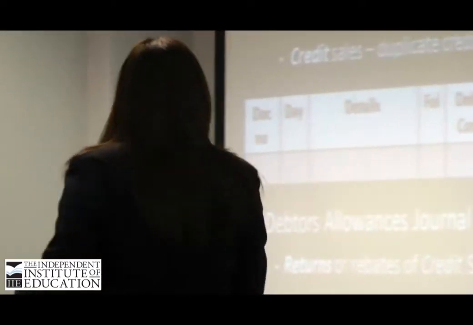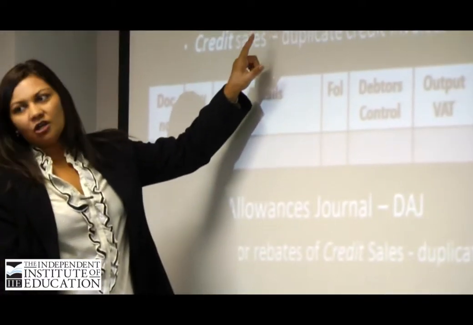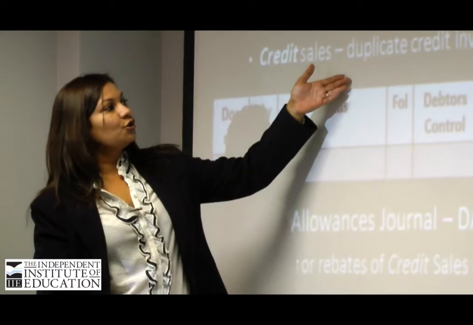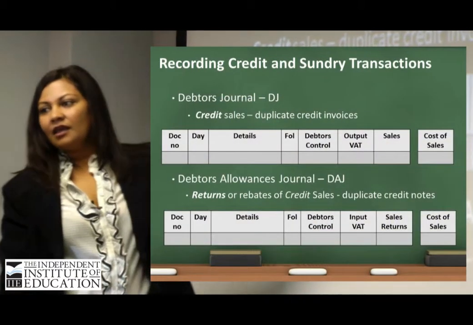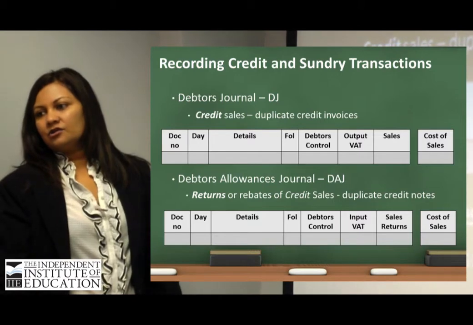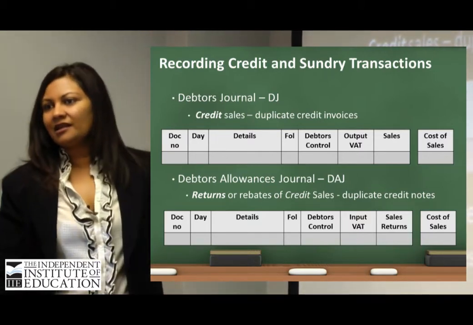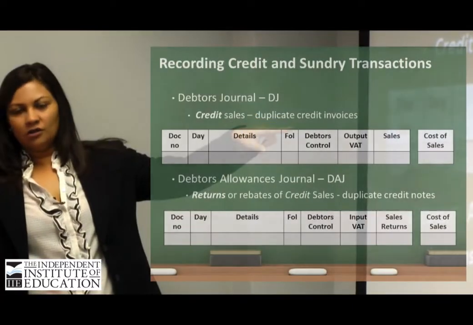Now we will record these transactions from which source document? It'll be a duplicate, because remember we give the original to the customer. So it's a duplicate credit invoice, and we're going to record our transaction. Columns are very similar. The only difference will be that it affects which account? Debtors control. So we have document number, day, details, your debtors control.